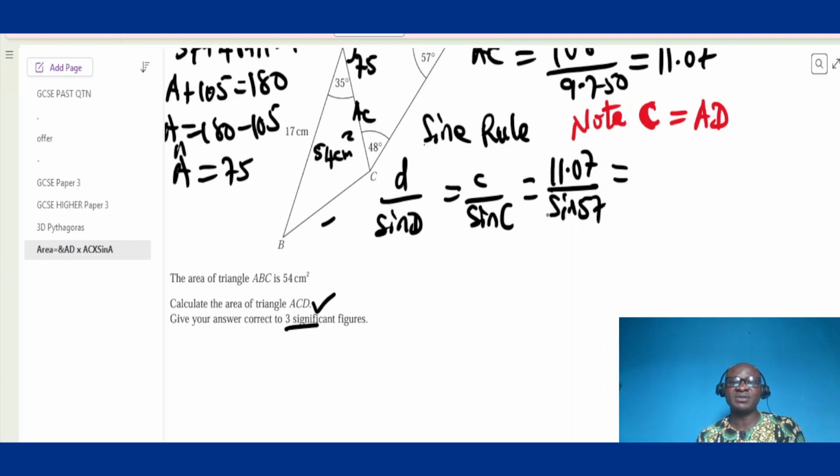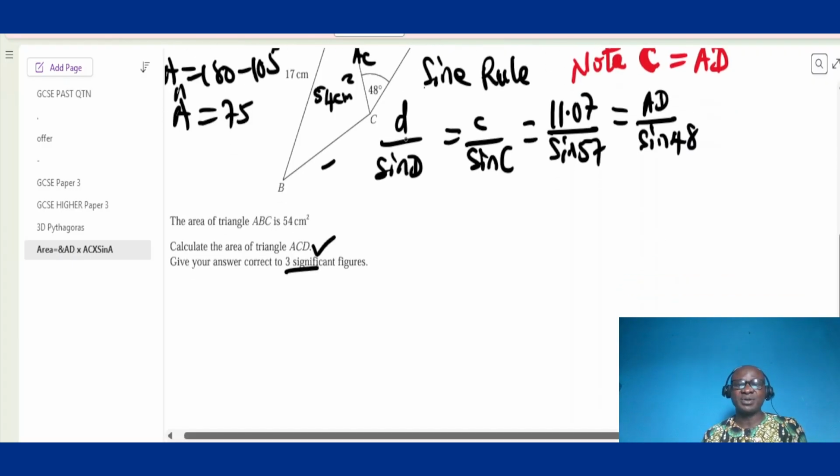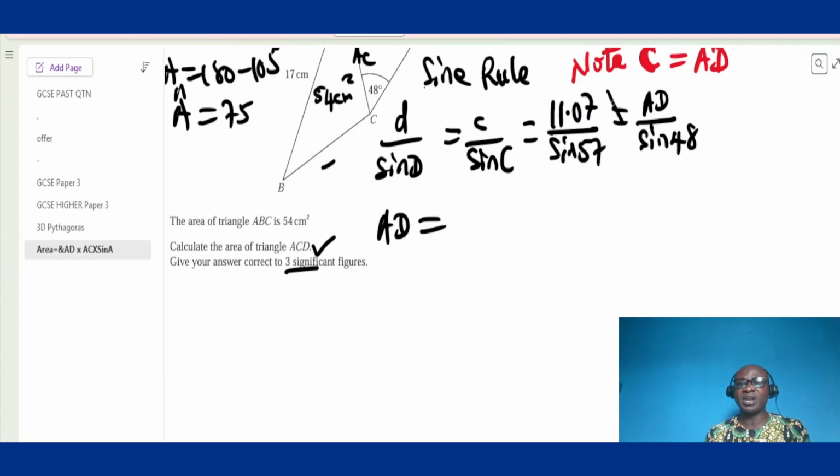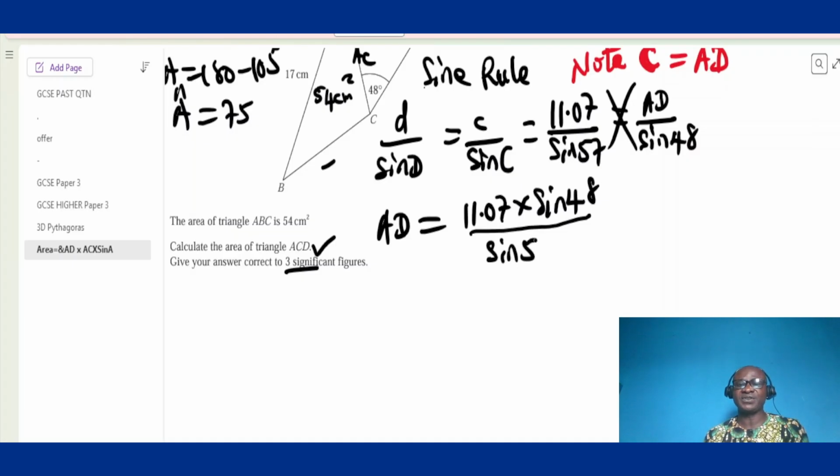11.07 over sine 57 is equal to that AC, which now I can write as AD all over the opposite of the angle, which is sine 48. Beautiful. We now cross multiply and get our value. So I can now write AD is equal to, taking a cross multiplication here, 11.07 multiplied by sine 48, all divided by sine 57. This is beautiful.